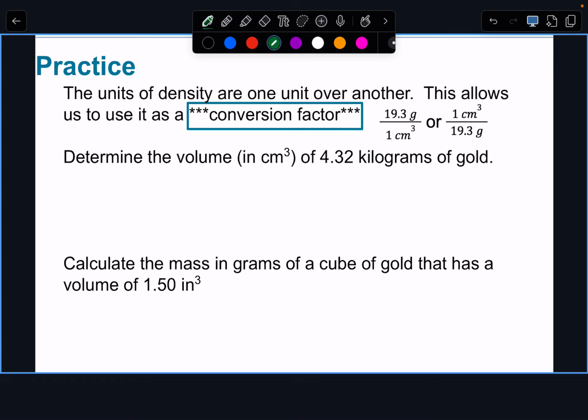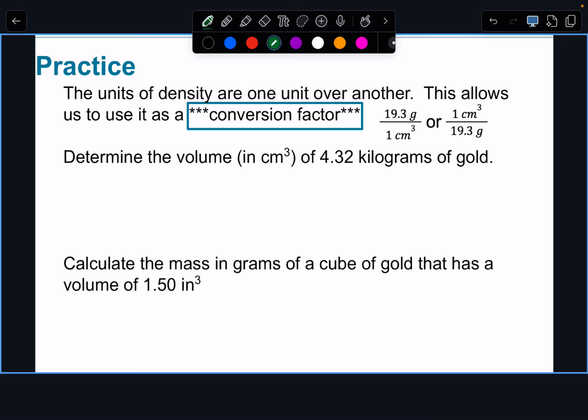So it is a little bit more complicated. How am I knowing that it's complicated? Let's look at the first question. Determine the volume in centimeters cubed of 4.32 kilograms. So when I first read that, I see 4.32 kilograms. That's my starting spot. And I'm trying to get to centimeters cubed.